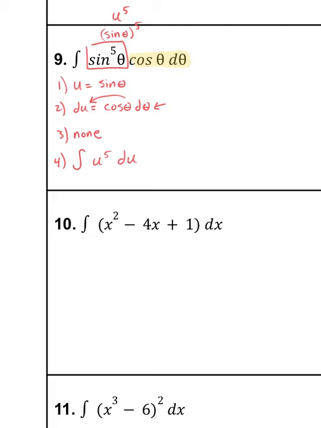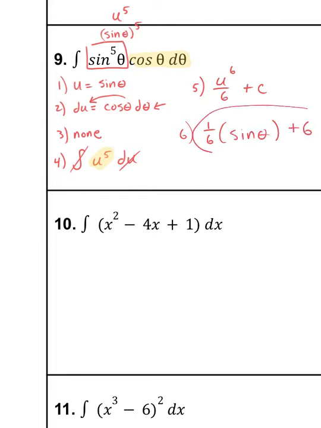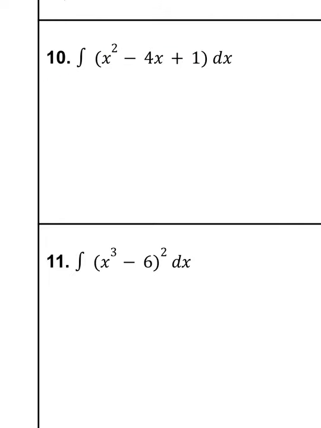The fifth step, we finally take the antiderivative. The notation drops out. There's nothing to come along for the ride, so we use the power rule to take the antiderivative of u to the 5th. And that is u to the 6th over 6. And then we rewrite it as 1/6 u to the 6th plus c, and plug in u, sine of theta. And there's your antiderivative.